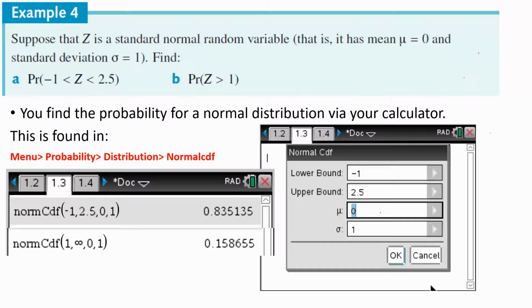Okay, let's do it. Same thing. The only thing I changed was this 1 to infinity, because that's what I said. It was from 1, and I just wanted this part. I just wanted this area here. So that made sense, that I'm saying this is the probability of Z greater than 1. Pretty easy.